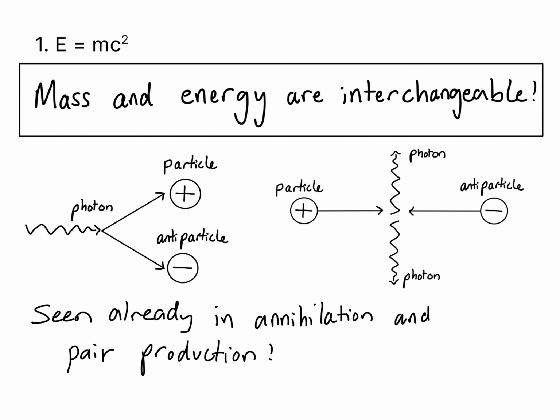And we've actually seen it already. The sun loses mass as it shines, annihilation converts mass entirely into energy, and pair production does the reverse, both from lesson 2. This is the equation behind all of it.